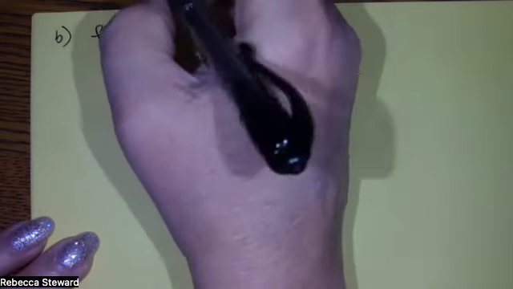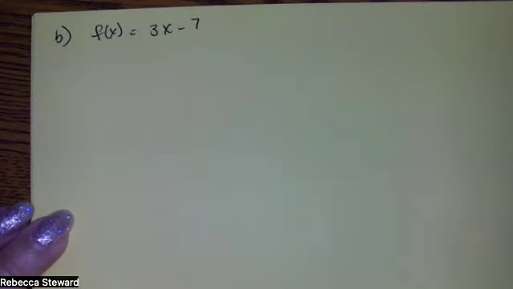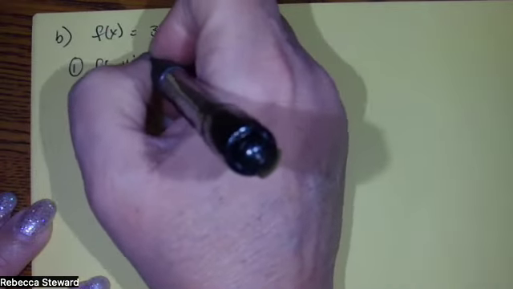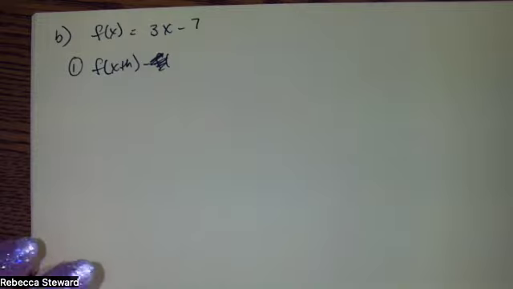Okay, let's go to our next problem. So this will be part B. So B is going to be f of x equals 3x minus 7. So step 1, we want to do f of x plus h. Sorry, getting ahead of myself.